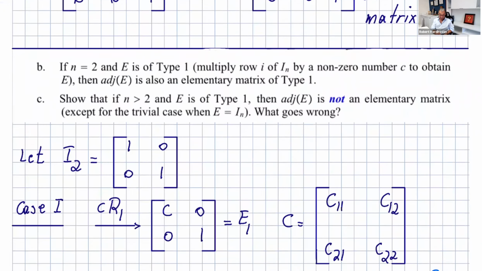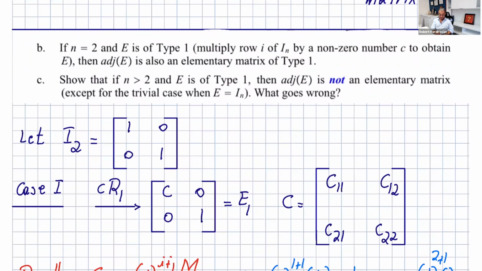Now it says part B and C, we're going to do this together. I said B and C at the same time. If n equals 2 and E is type 1, so for our textbook, multiply row i of I_n by a non-zero number c and obtain E, then adjugate is also an elementary matrix.